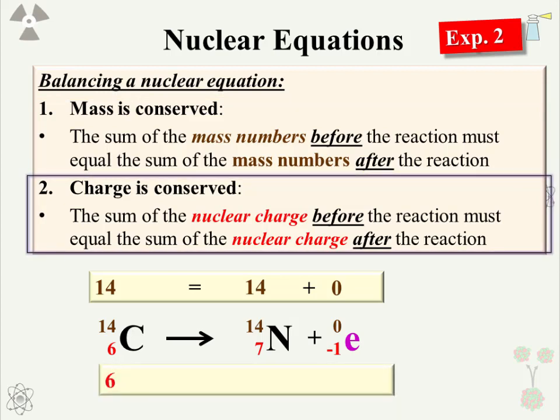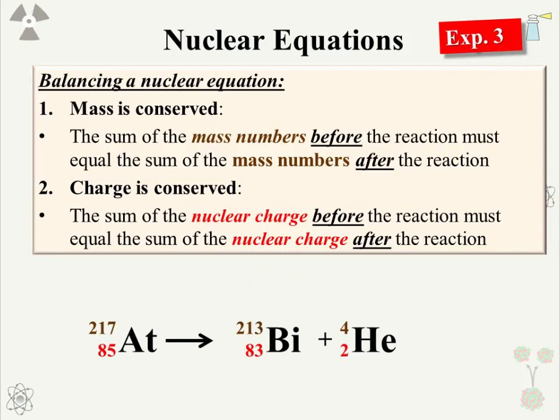Carbon has 6 protons and a plus 6 nuclear charge. Nitrogen has 7 protons and a plus 7 nuclear charge. The only way for the two sides to have the same charge is by adding a -1 charge from the electron. 7 minus 1 is 6. The number of protons is not equal, but the total charge in the nucleus, or what was ejected from the nucleus, is equal.